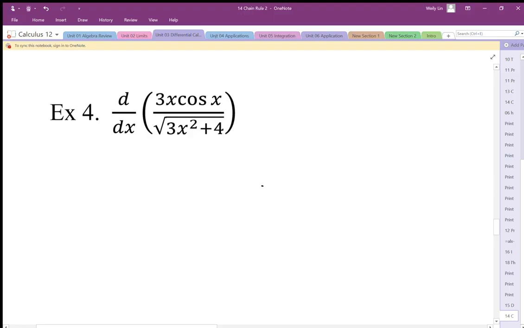Okay, so I'm going to start by differentiating the numerator. So I get 3 cos x plus 3x times negative sine x. Okay, so this represents the derivative of the numerator. Okay, inside that derivative, I've applied the product rule.